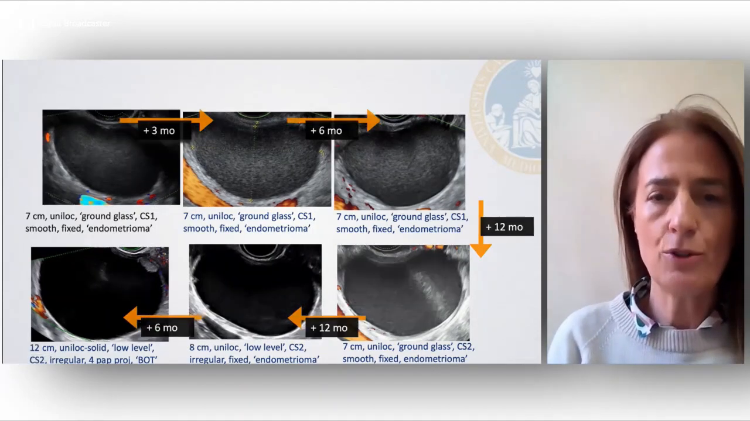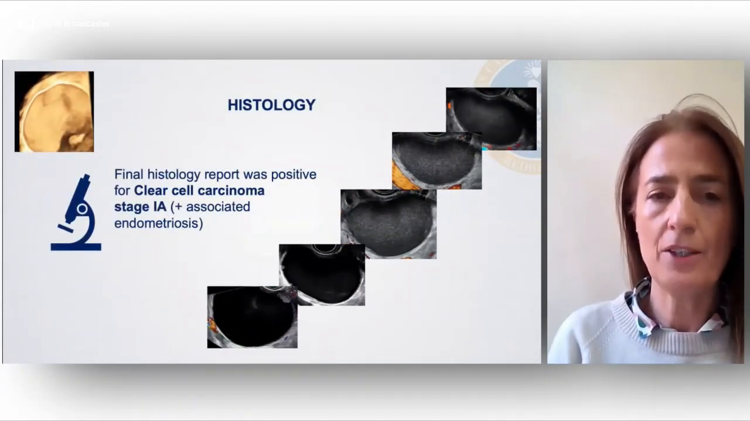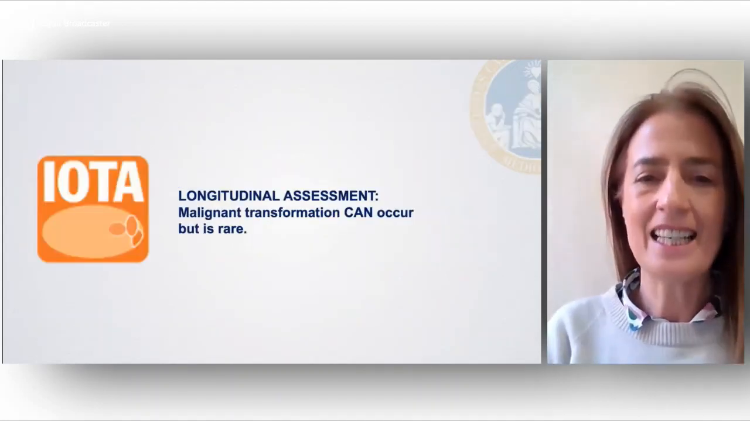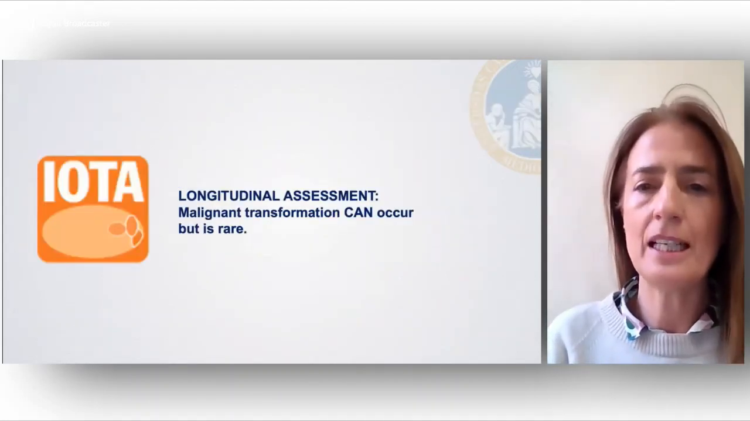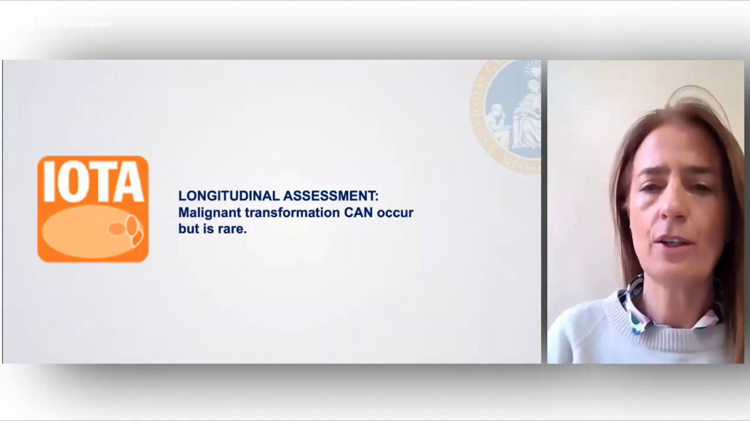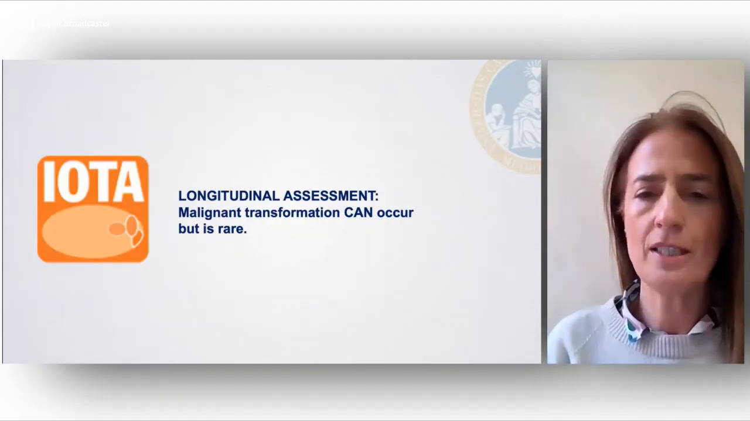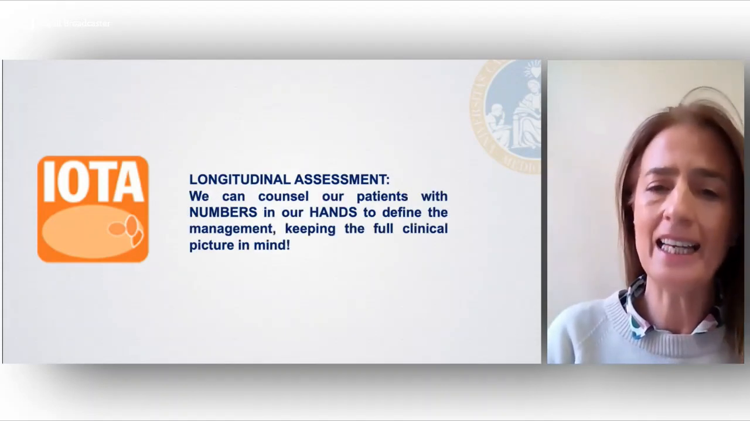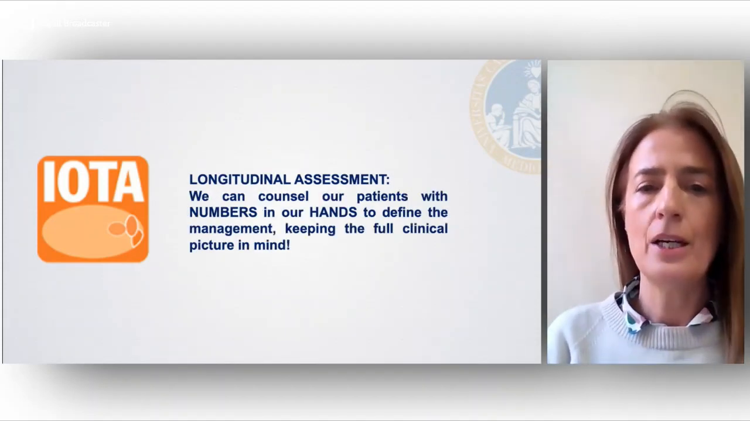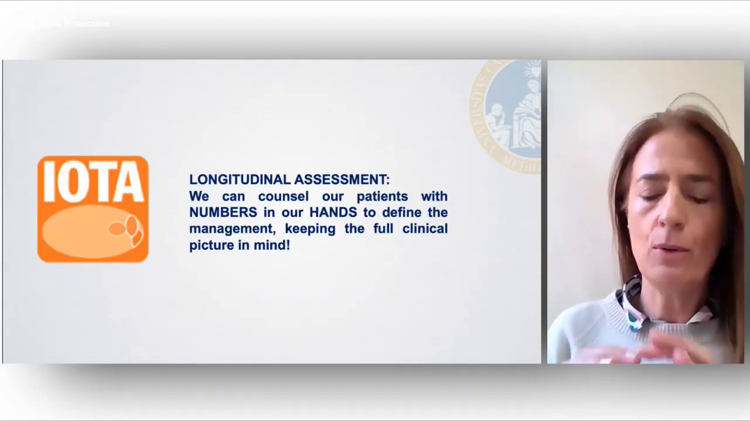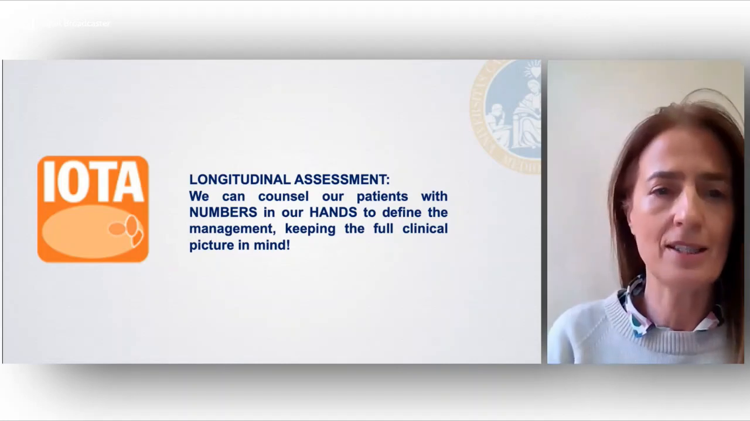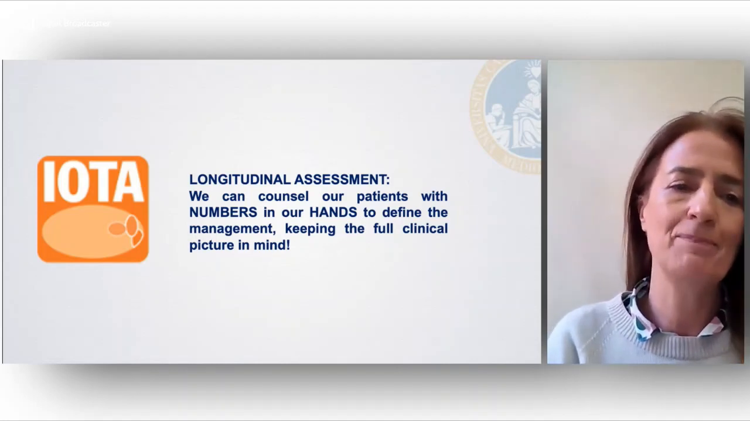The final histology of this patient was clear cell carcinoma. So we can conclude in 20 seconds that longitudinal assessment is possible. The risk of torsion and the risk of rupture is very low. Malignant transformation is rare, but can happen. So we have to consider the whole clinical situation of our patients to be able to counsel them appropriately.